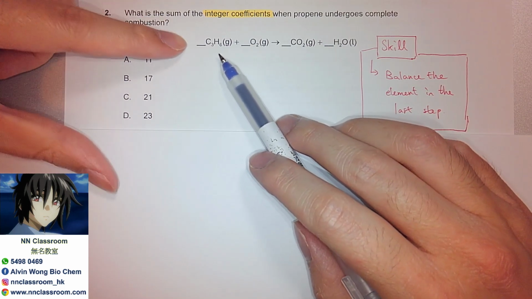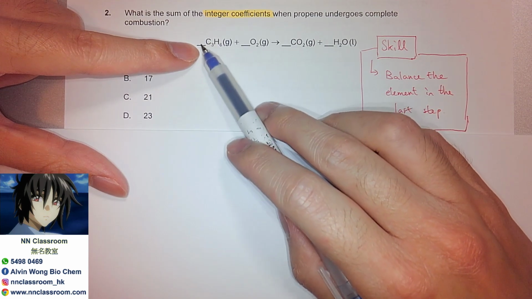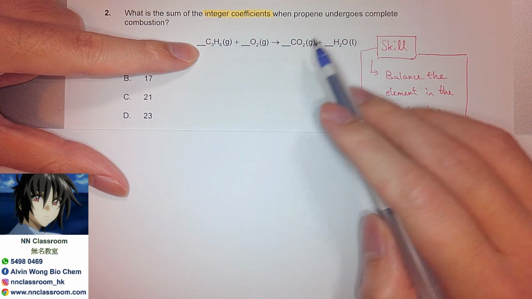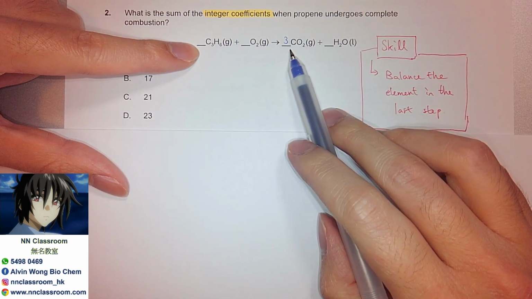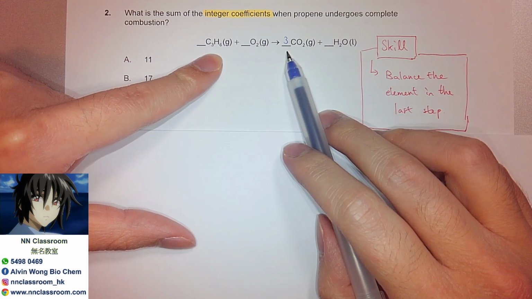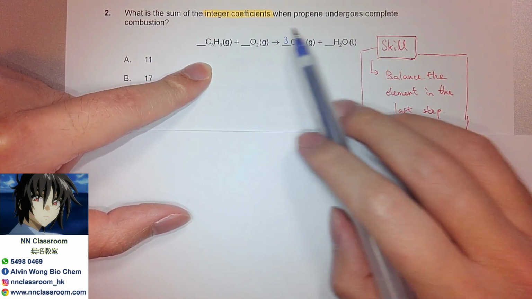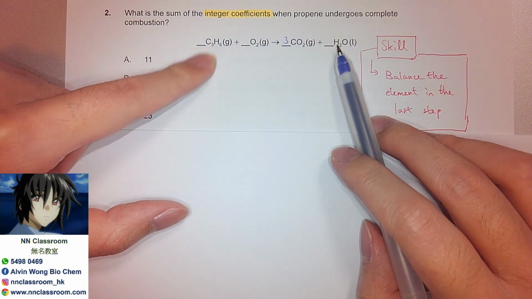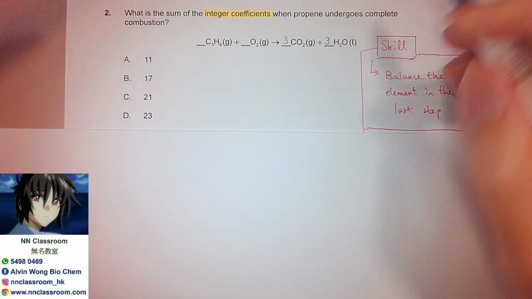So first, let's see. For this case, maybe we can start with carbon. For the left hand side, we have 3 of it, and on the right hand side, we have only 1 of it. So simply speaking, we multiply by 3 for the right hand side. So carbon, done. Secondly, hydrogen. Given 6 hydrogens on the left side, while only 2 on the right, we still need 4 more, so by balancing, we should multiply this by 3 as well.